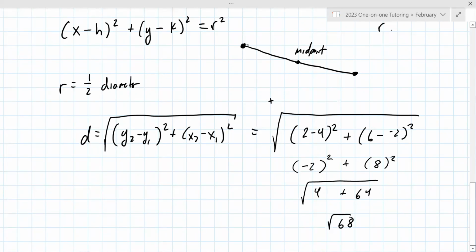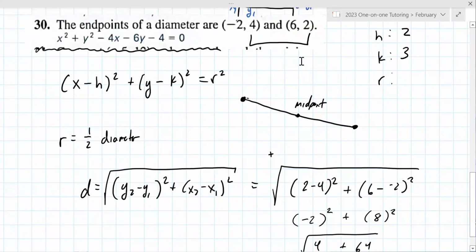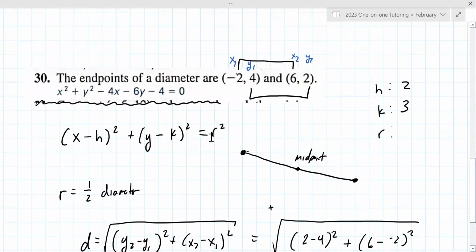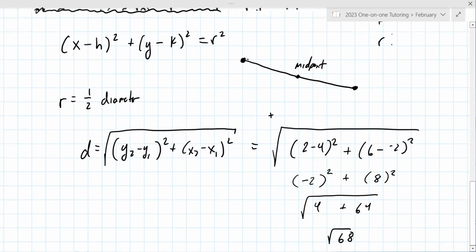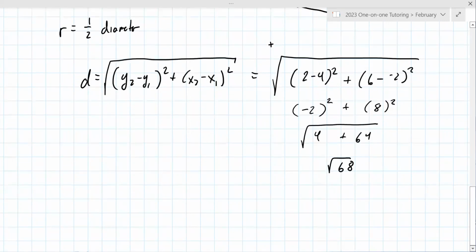the square root of 68. Now you might think to reduce that root. You can, but you don't have to, because when it goes back into here, you're going to square it. So the square root's going to go away. Right now, this is the diameter.